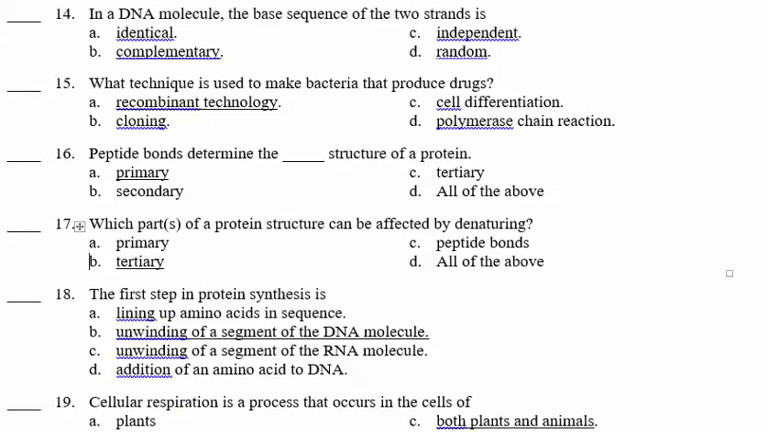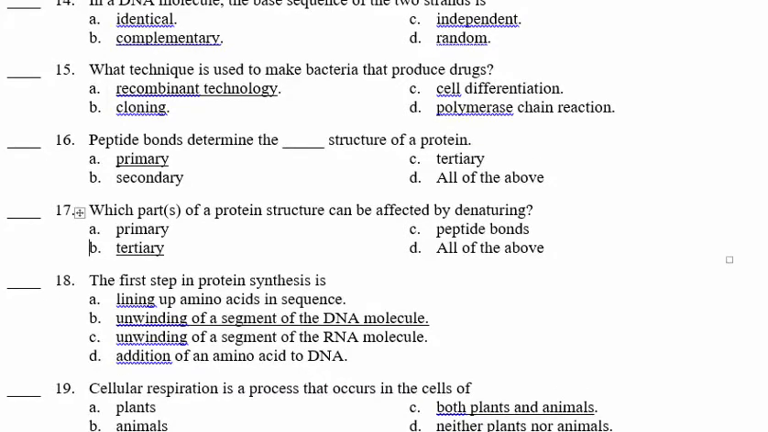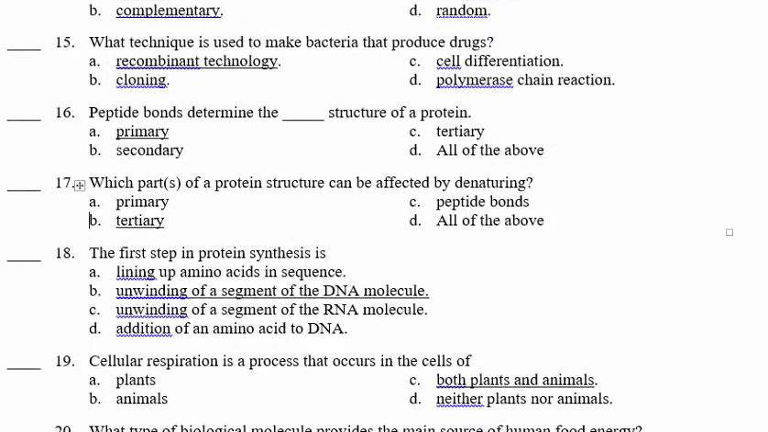Which parts of a protein structure can be affected by denaturing? Denaturing of protein means changing the shape of the protein. For example, when you boil an egg, the albumin, which is the white of the egg, instead of being viscous and watery, becomes solid. So what part of the protein can be affected by denaturing? It is the tertiary structure.